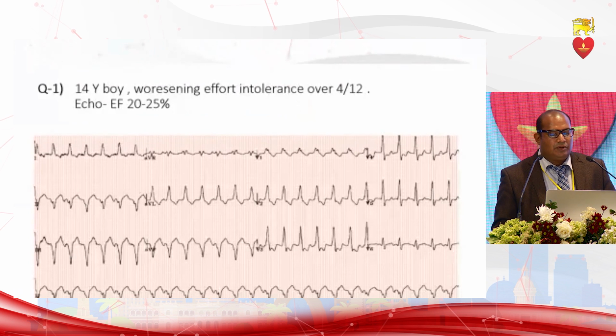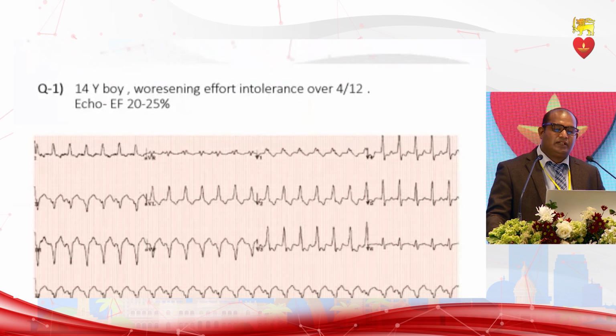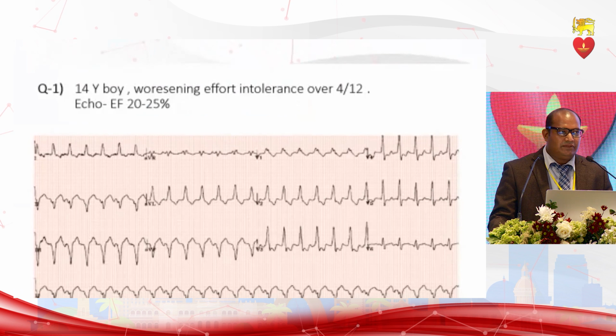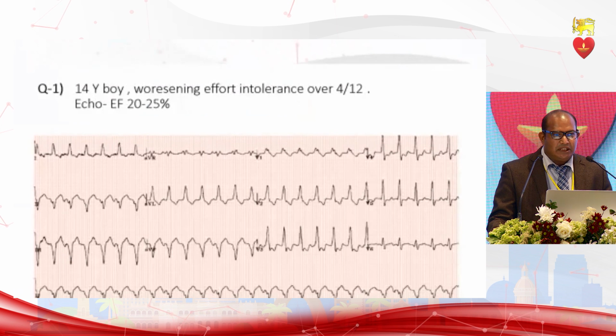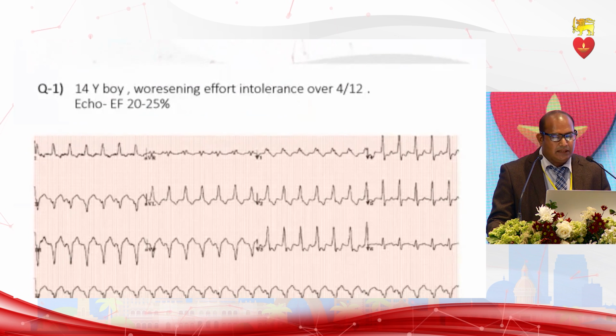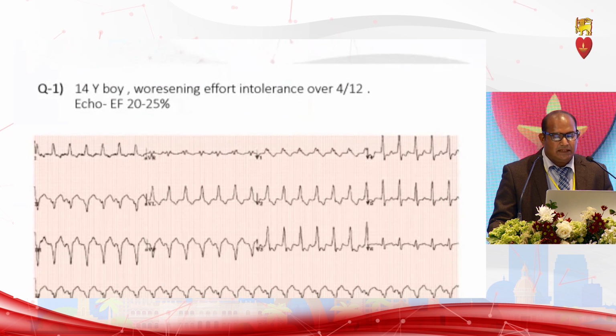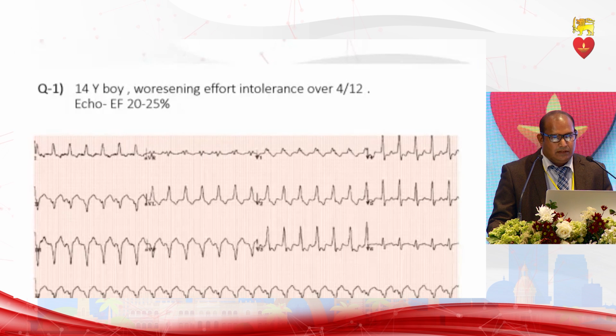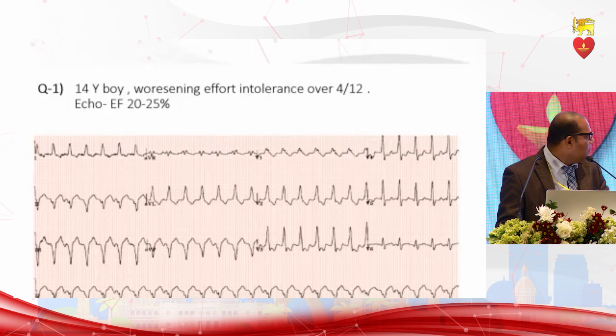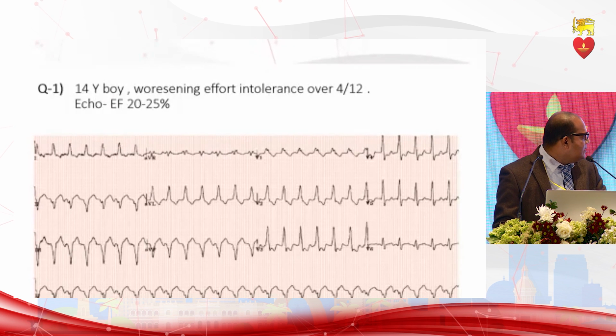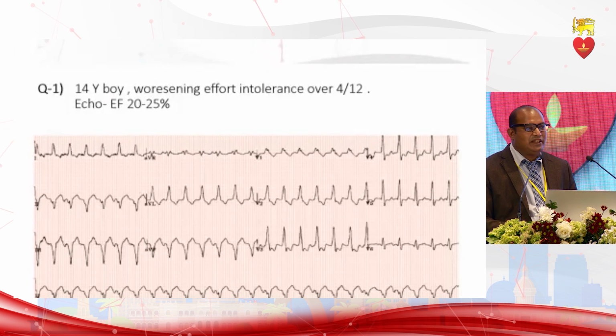This is a 14-year-old boy who presented with worsening effort intolerance over 4 months duration, and a subsequent echocardiogram displayed an ejection fraction of at best 20 to 25. So this is the ECG that was seen. I'll give a few seconds to look at the ECG.